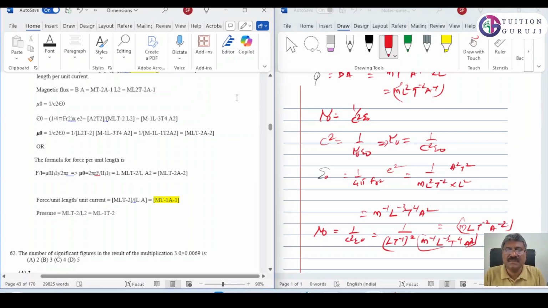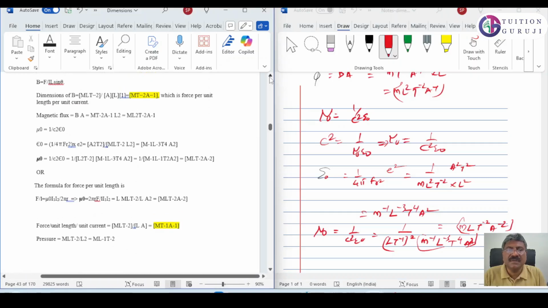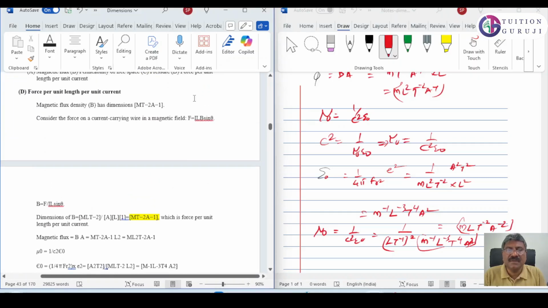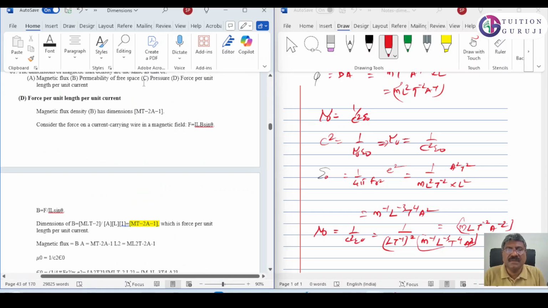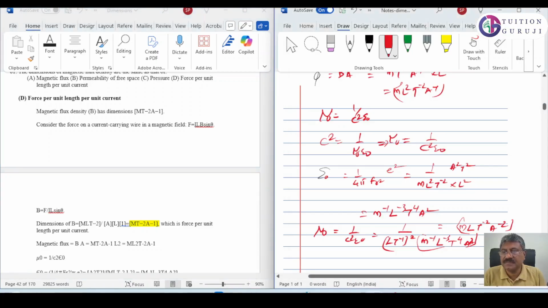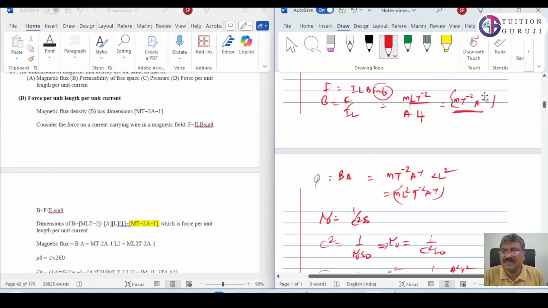Now the next one: permeability of free space will be found out from pressure, or force per unit length per unit current. Next one is pressure. We have to check whether it is matching with magnetic flux density, M T raised to minus 2 A raised to minus 1. This is what we are checking.